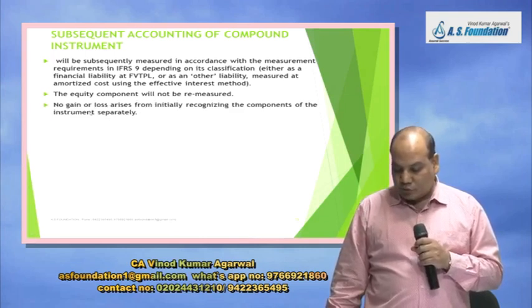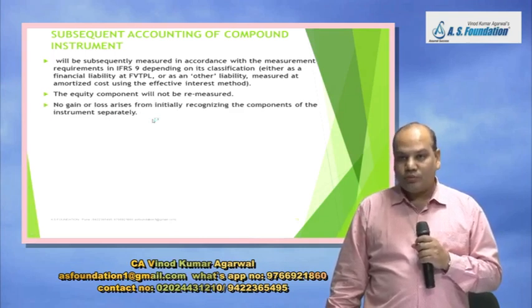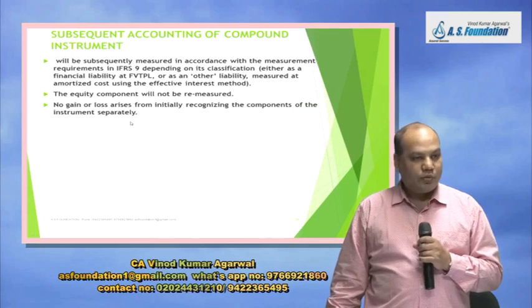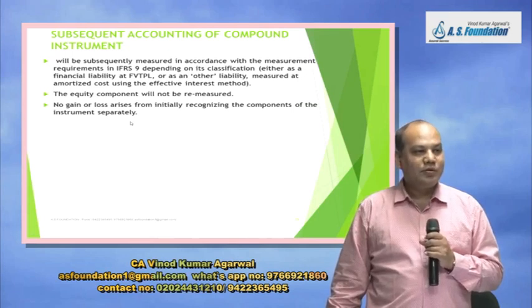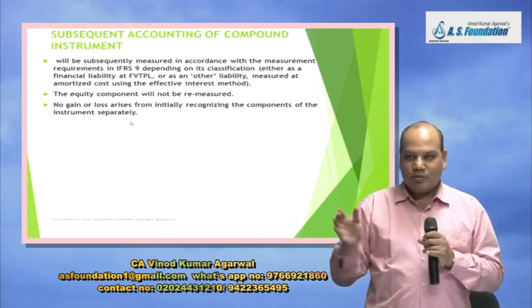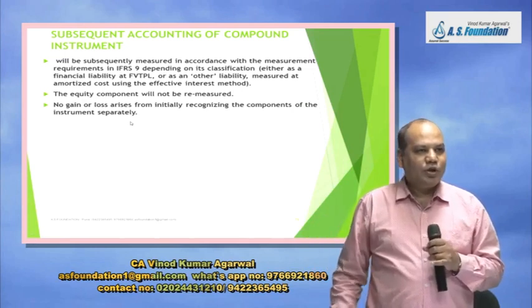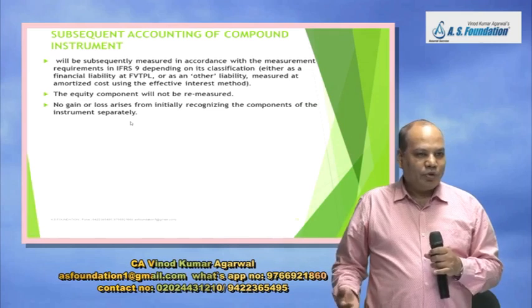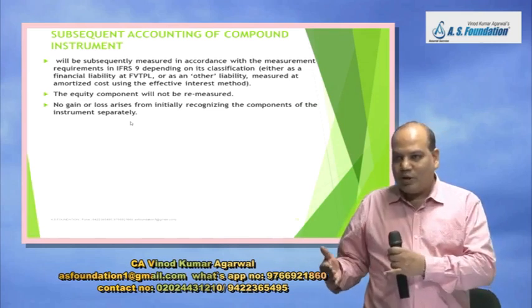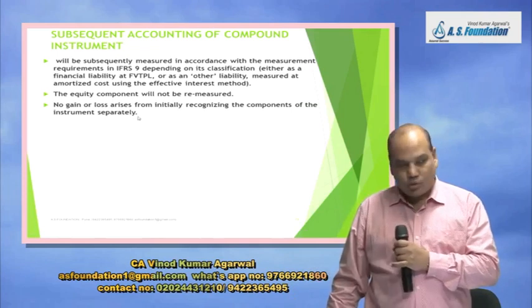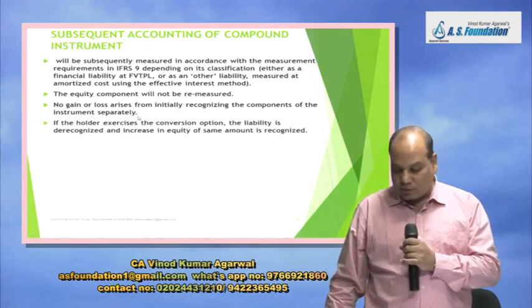Third point, no gain or loss arises from initial recognition of the components of the instrument. Why no gain or loss arises? Total proceeds are allocated between equity and debt. So there is no balancing figure here. First we will allocate to liability and all the residual amount goes to equity. So no gain or loss on day one.